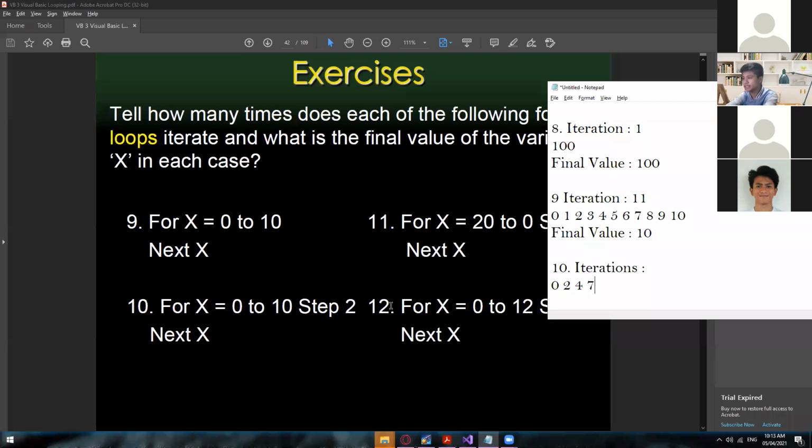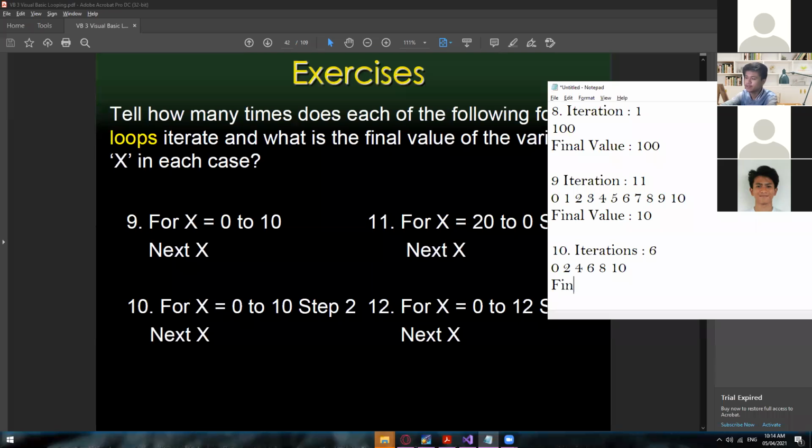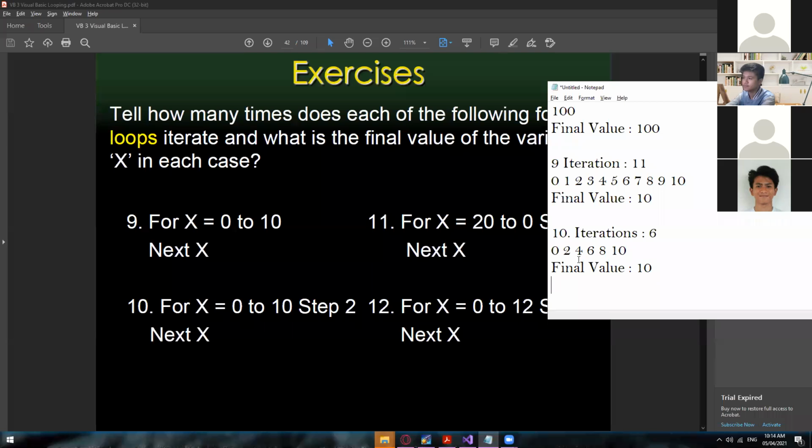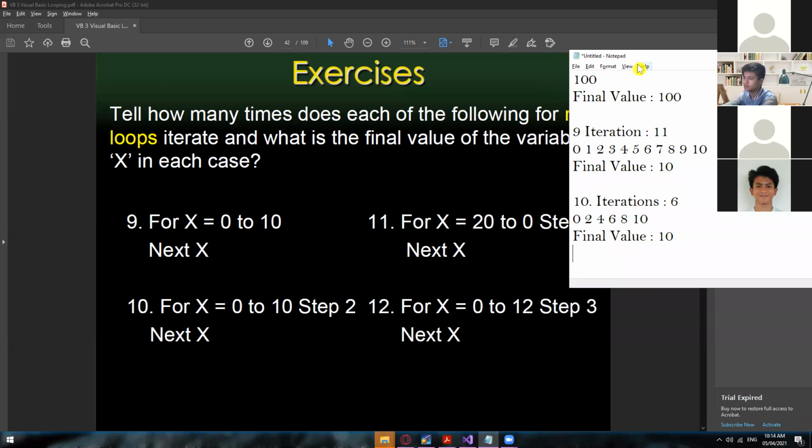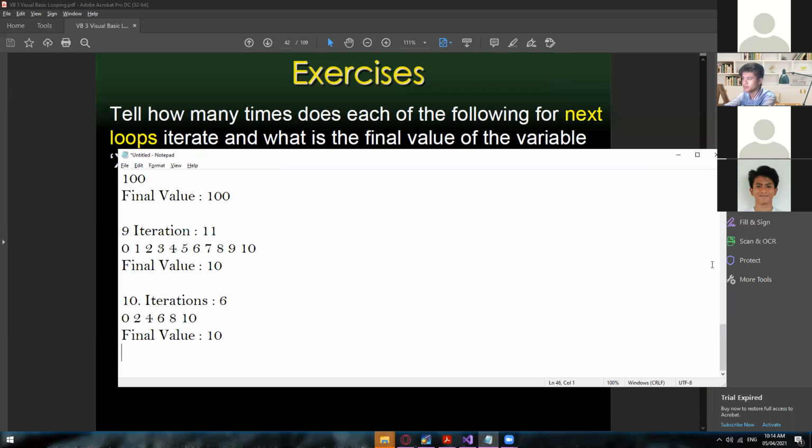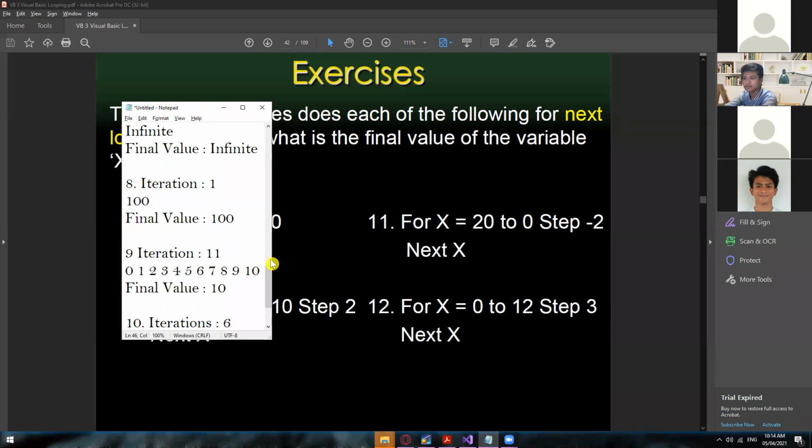And plus 2 again is 4, plus 2 is 6, plus 2 is 8, and plus 2 is 10. Okay. So in here, this will iterate 1, 2, 3, 4, 5, 6, 6 times. And then the final value is 10. Okay. So I hope that you guys were able to get that one for number 10.